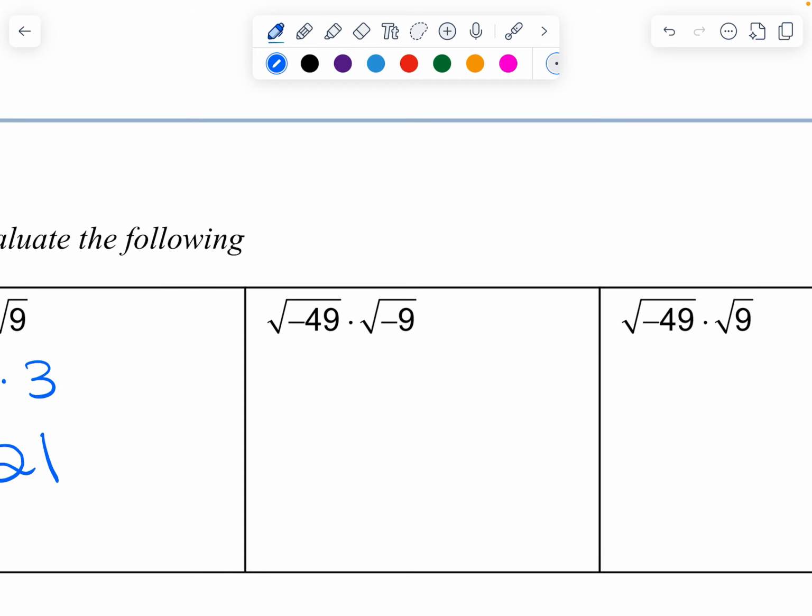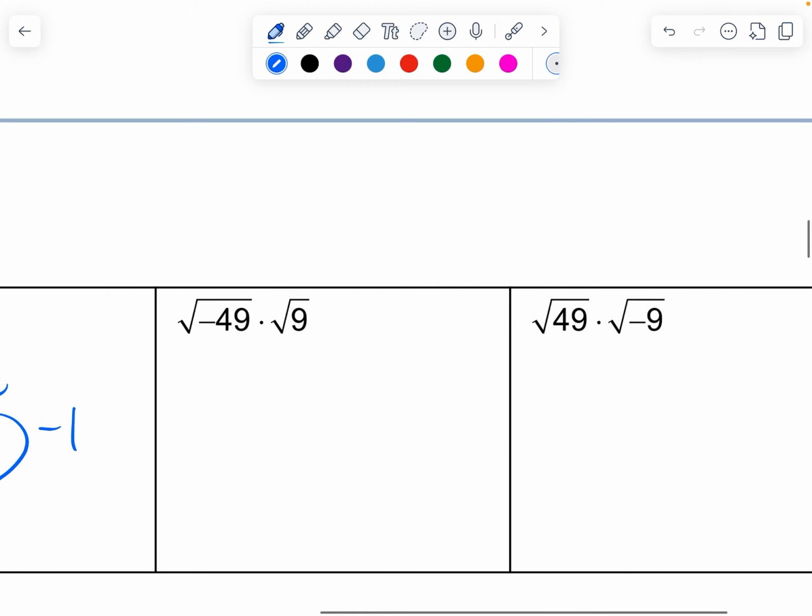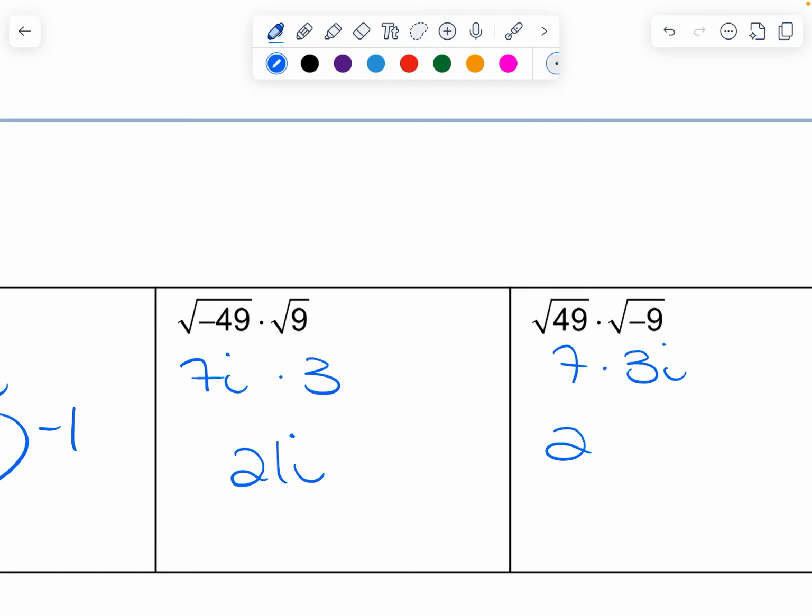Here, this is 7i times 3i. So I get 21i squared. i squared is negative 1, so I get negative 21. This one is 7i times 3, so 21i. This is 7, this is 3i, so 21i.